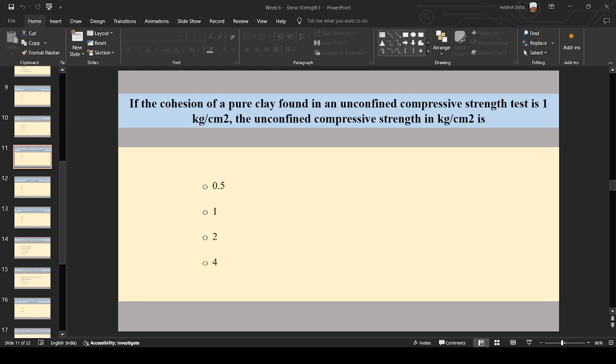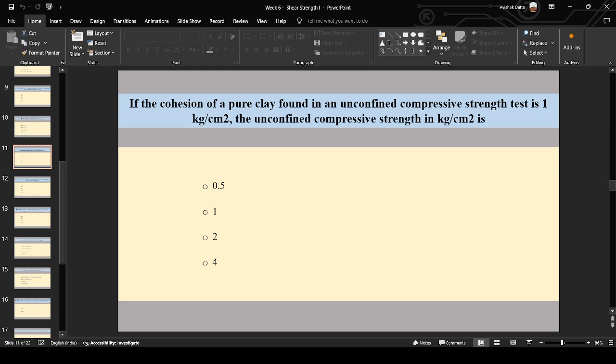If the cohesion of a pure clay found in an unconfined compressive strength test is 1 kg per centimeter square, the unconfined compressive strength in kg per centimeter square is. So in this question, the cohesion is given in an unconfined compressive strength test. Now if the cohesion is given, then what is the unconfined compressive strength or UCS in kg per centimeter square? Your options are 0.5, 1, 2 or 4.